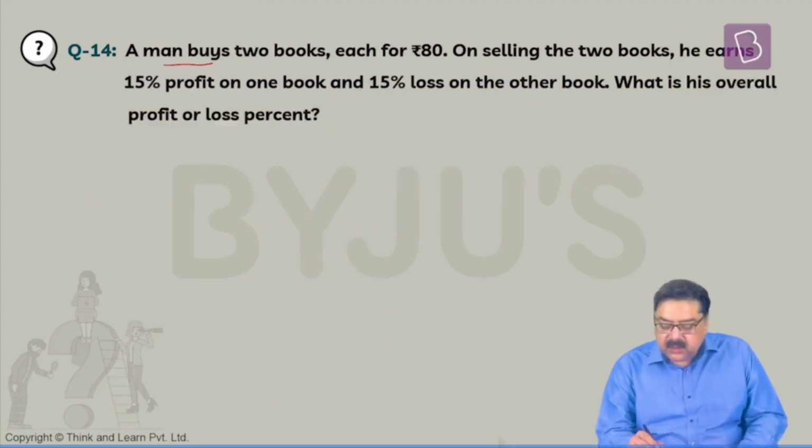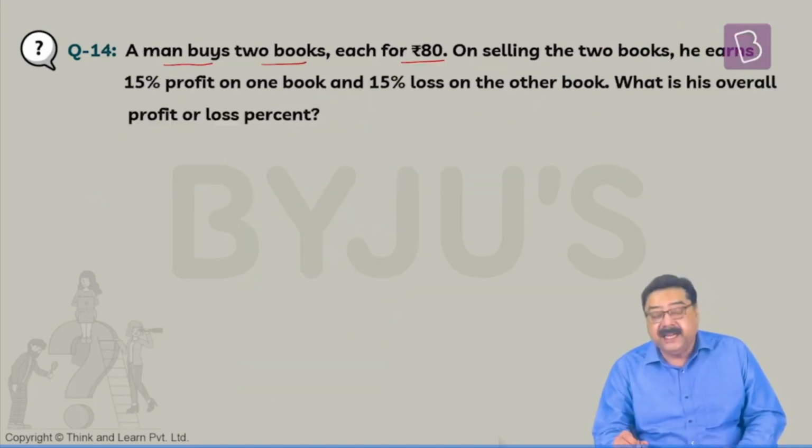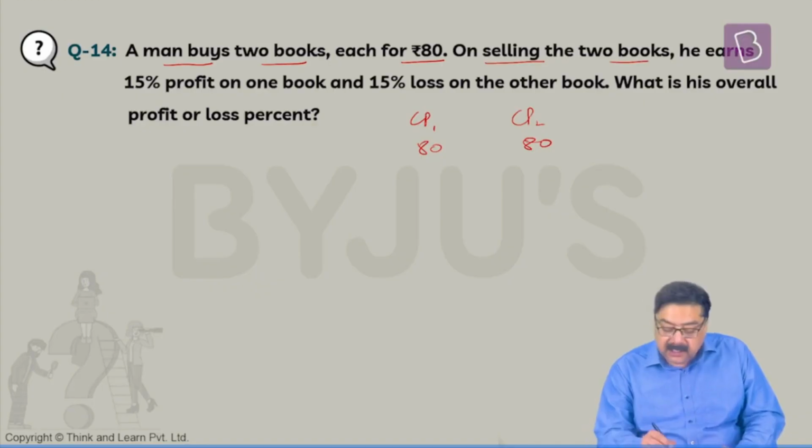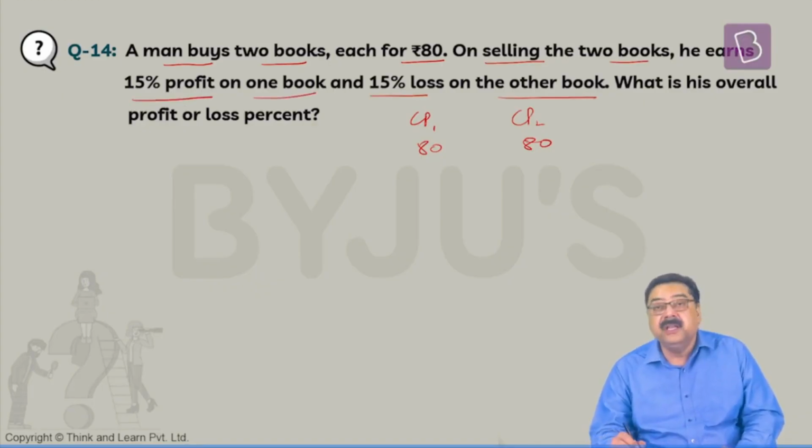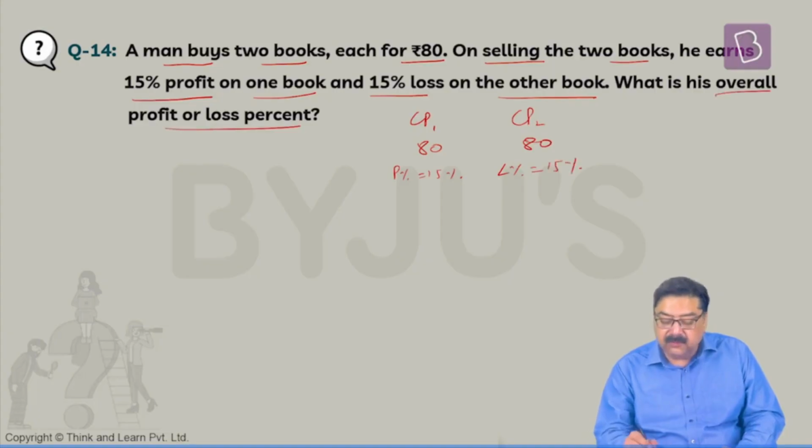Now a man buys 2 books, each for rupees 80. So cost price of book 1 and cost price of book 2 both are rupees 80. On selling the 2 books, he earns 15% profit on one book and 15% loss on the other book. So profit percent here is 15%, loss percent here is 15%. What is his overall profit or loss percent?